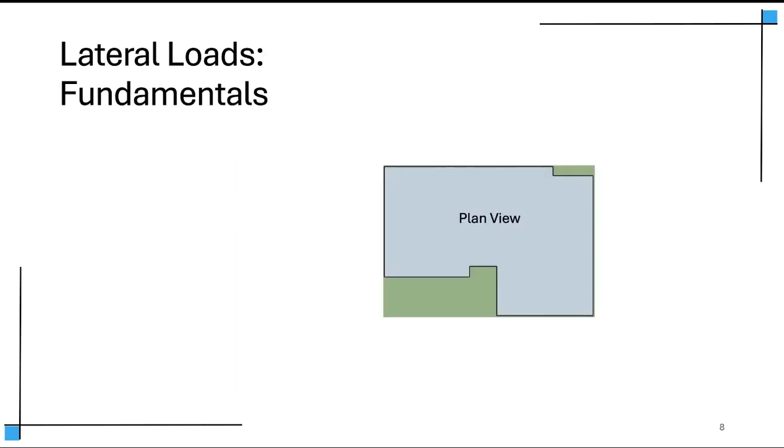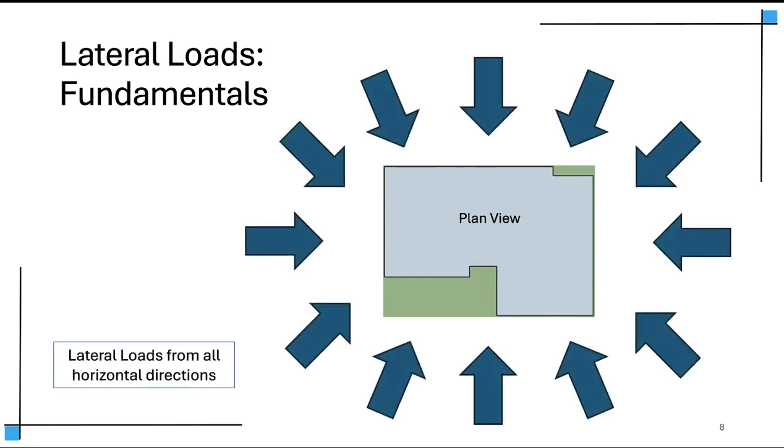So lateral loads, what are lateral loads? Let's consider this picture on the screen currently as a very simple plan view of a house or small Part 9 building, as just a basis for us to try and understand lateral loads. So lateral loads are loads that are going to be approaching our building from any direction around the horizontal, so from the sides of the building.